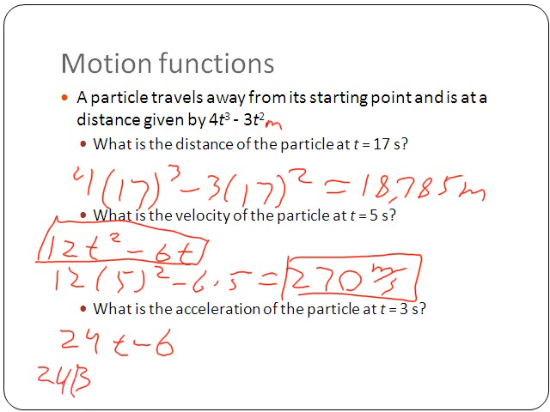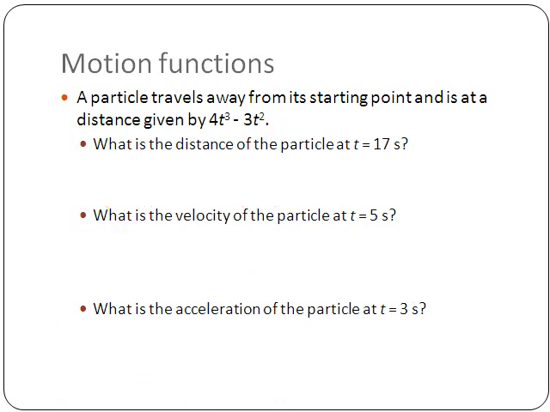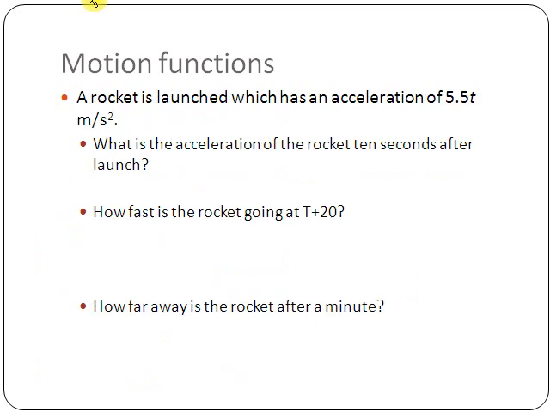And so at 3 seconds, I'd say 24 times 3 minus 6, and I get 66. So this particle is going 66 meters per second squared at that point right there. Not too bad, not too bad. So let's go ahead and move on a little farther on this one right here and see what we've got.